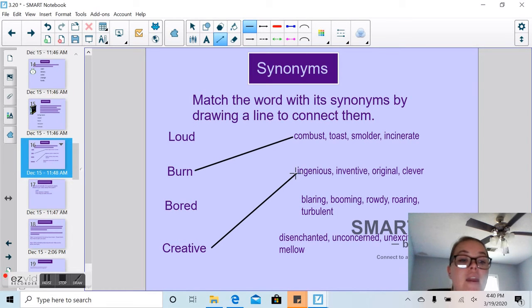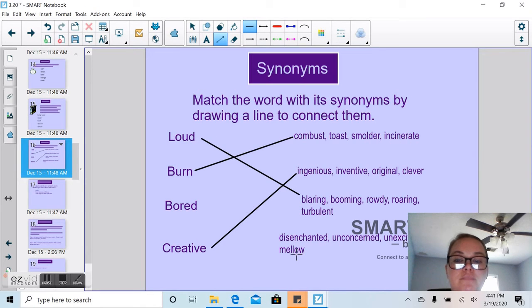All right, the next one: blaring, booming, rowdy, roaring, and turbulent. If we're thinking about something that's blaring or booming or rowdy, are you and your siblings ever rowdy and your mom or dad tells you, hey, calm down, you're getting too noisy? If your music is blaring and your mom tells you to turn it down, why would she tell you to turn it down? Is it because it's bored or because it's loud? If you said loud, you are correct.